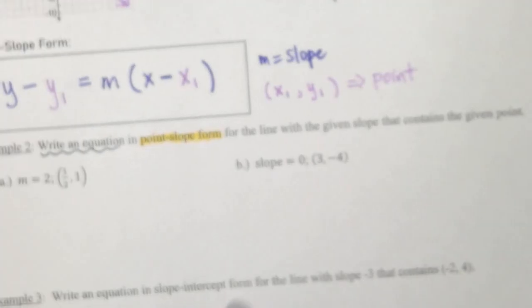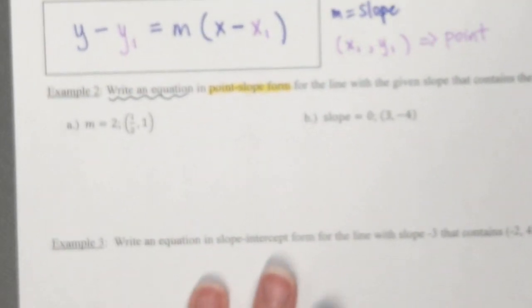Okay, so whenever you get your slope and whenever you get your point, we are going to label those. Okay?